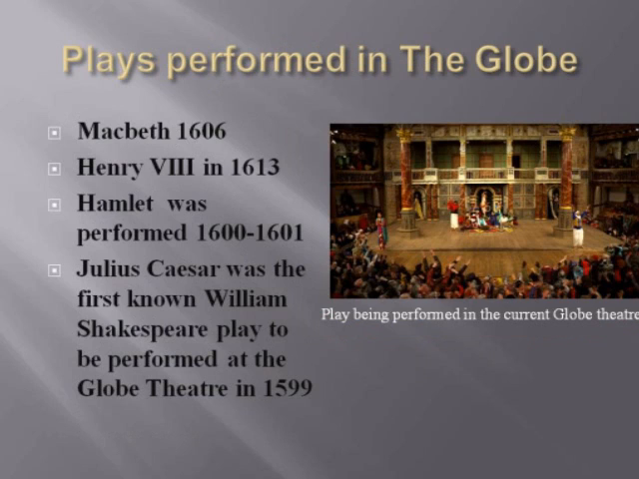Plays performed in the Globe. Macbeth was performed in 1606, Hamlet performed from 1600 to 1601, and Julius Caesar was the first known Shakespeare play to be performed at the Globe Theatre in 1599. In the picture on the right is a play being performed in the current Globe Theatre.